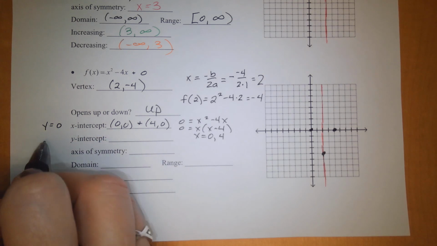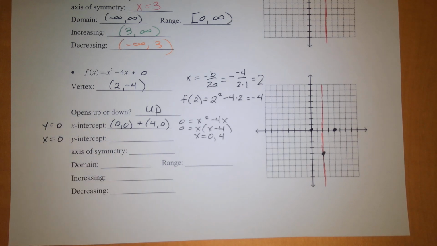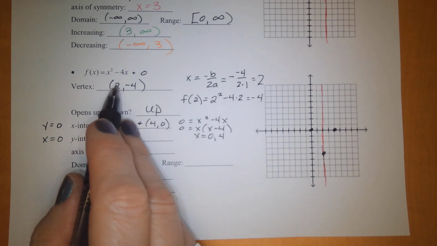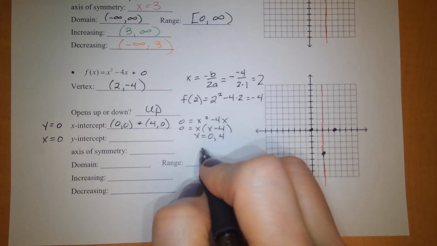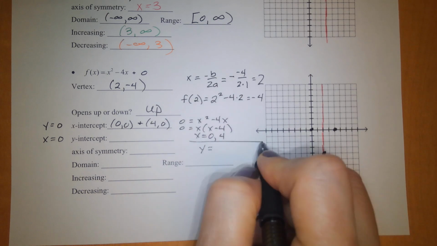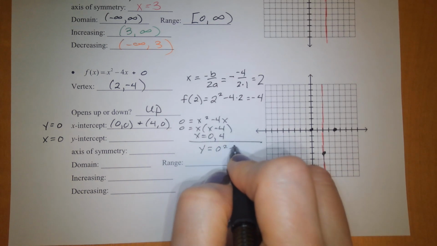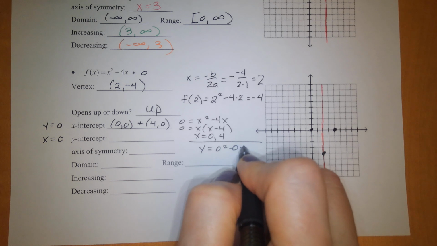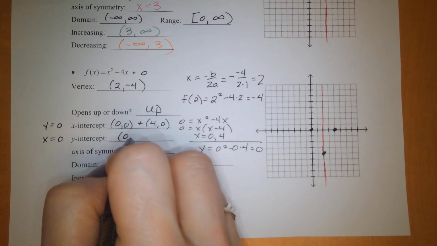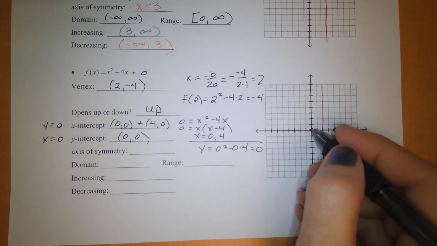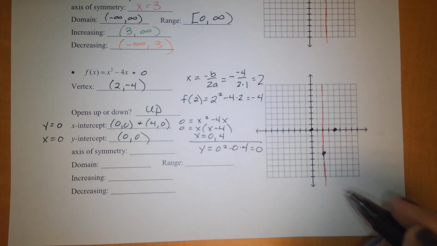The y-intercept we find by plugging in x equals 0. When we plug x equals 0 into the original function, you find that y equals 0 squared minus 0 times 4, so obviously y equals 0. So the origin was the x-intercept, but also the y-intercept.